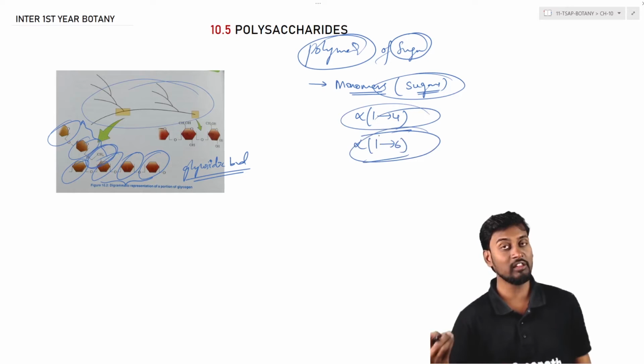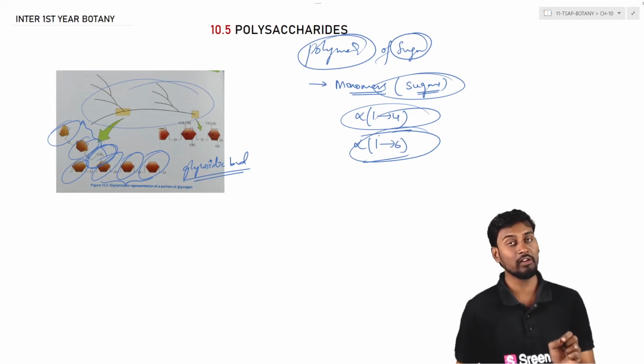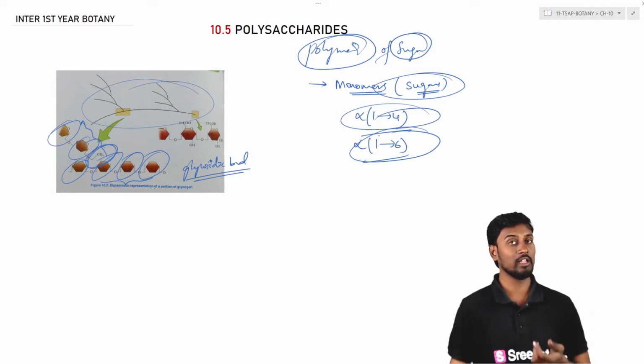The difference in the linkage is what causes the difference in the pattern of the molecule. If it is a linear form, it shows the alpha linkage between the 1st and 4th carbon. If it is a branched form, it shows the linkage between the first and the 6th carbon. So if the first and 6th carbon form the linkage, that is the branching form. If the linkage is between the first and 4th carbon, then that is the linear form.